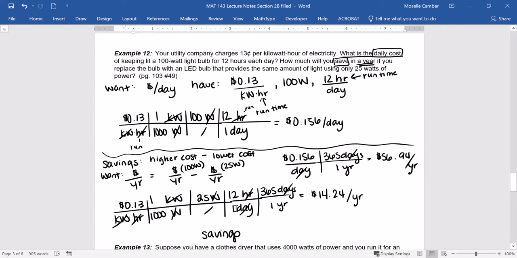So remember, we want the savings, not either one of those answers. So we're going to take our $56.94 and subtract off $14.24 to get 42.7. So in that year, I saved $42.70 on my bill.